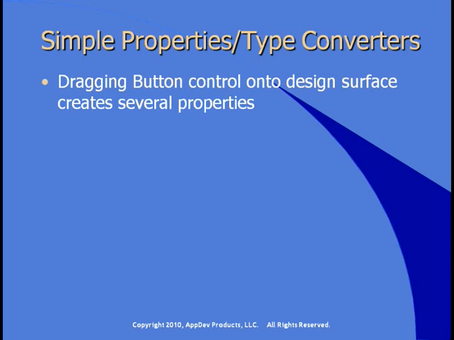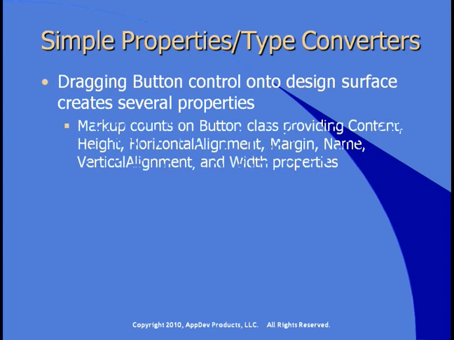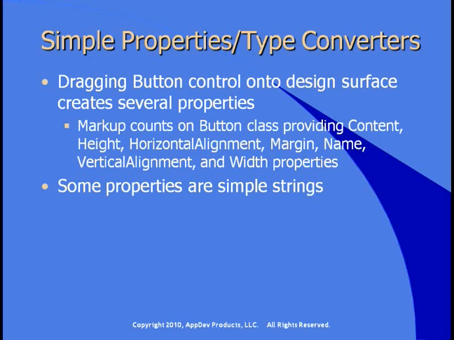Dragging a button control onto the XAML design surface creates several properties. You saw that already. The markup in the XAML counts on the button class having a content property, a height property, horizontal alignment, margin, name, vertical alignment, and width properties, because by default, all of those get created in the markup. And of course, if they exist in the markup, there better be corresponding properties in the button class in the .NET framework. Now, some properties are just simple strings.